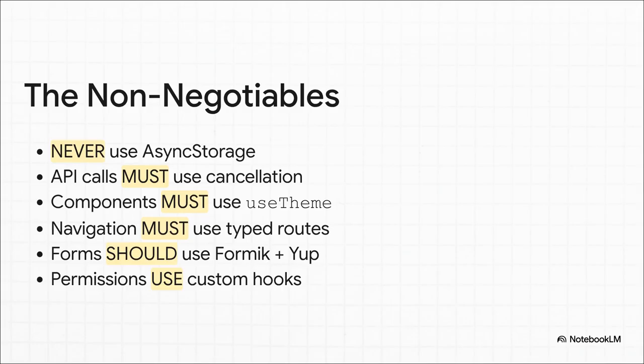Now, when you pull all these rules together, you get this, a list of non-negotiables. And notice the strong language. Never, must. You have to be this direct. This isn't just a friendly suggestion, it's a command. With this, your AI transforms from a code generator into a guardian of your codebase quality.